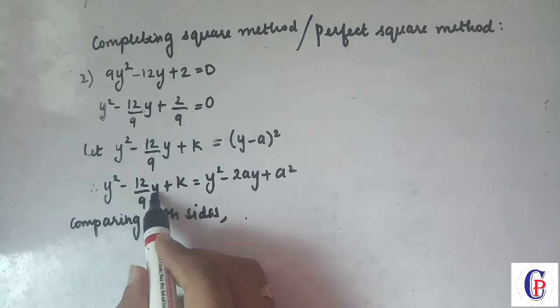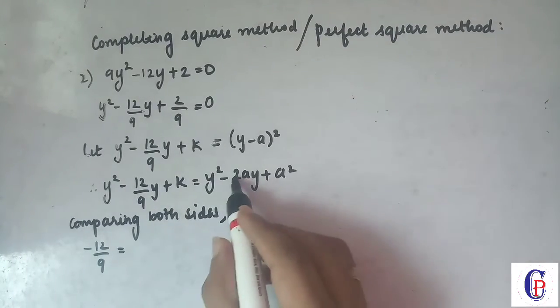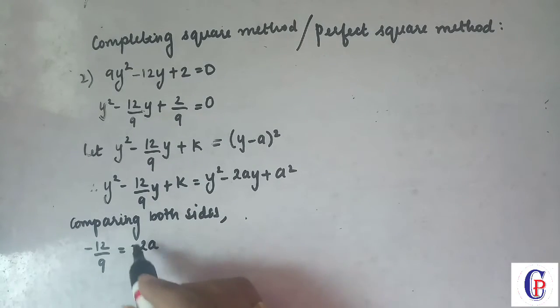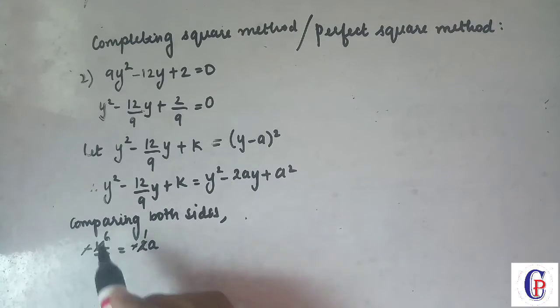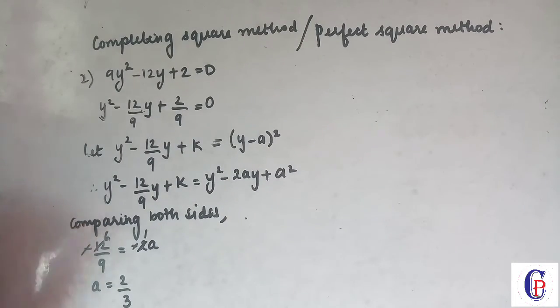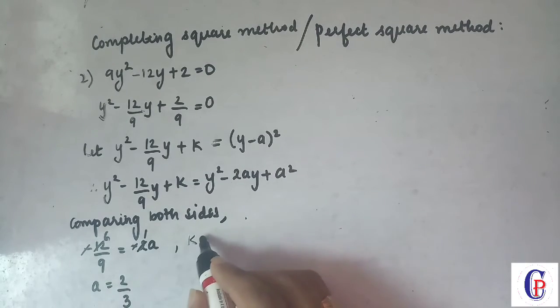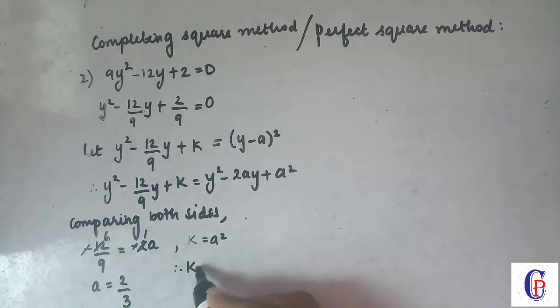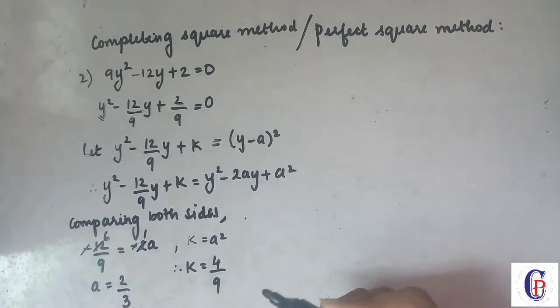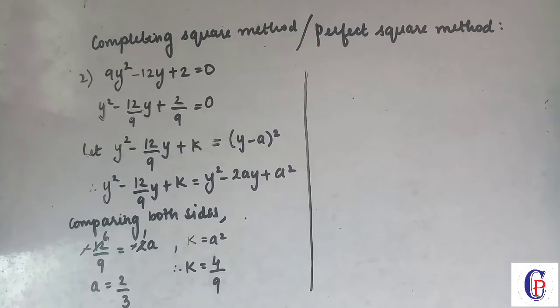See here, the coefficient of y is minus 12 upon 9 is equal to minus 2a. Okay, this minus gets cancelled, 2 ones are 2, 6 are, so we get the value of a is 2 upon 3. Okay, because we can also reduce 6 upon 9 by 3, and here we get k as a square, so therefore k is 4 upon 9. Okay, the main thing is we have to get the value of k, so we have got k as 4 upon 9.